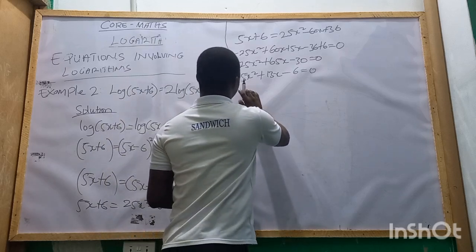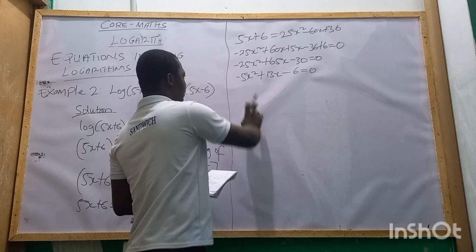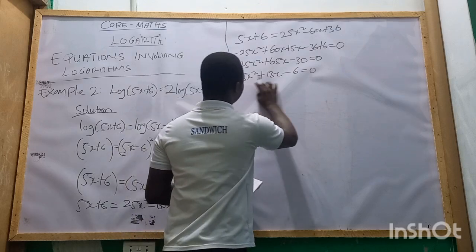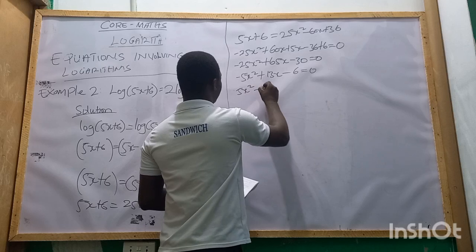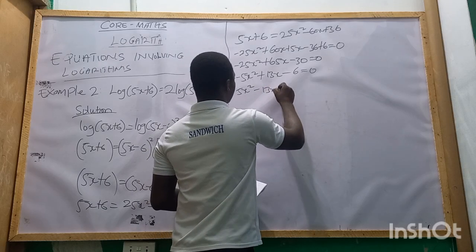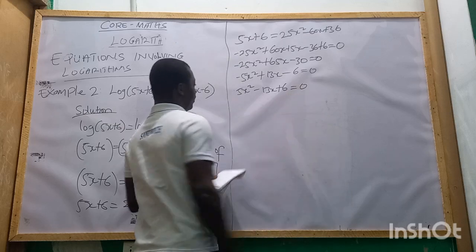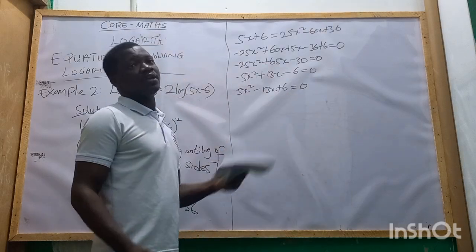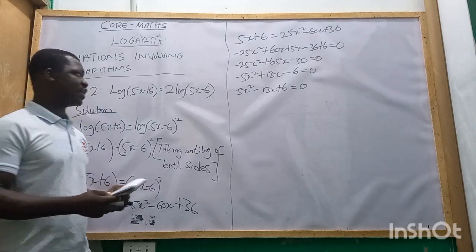So here let me multiply through by negative so that it will be positive so that I can easily simplify. So here will be 5x squared minus 13x plus 6 equal to 0. If you work with the negative, you get the same as before, but it's easier working with positive numbers. Let's make it like this. So now we have our quadratic equation.